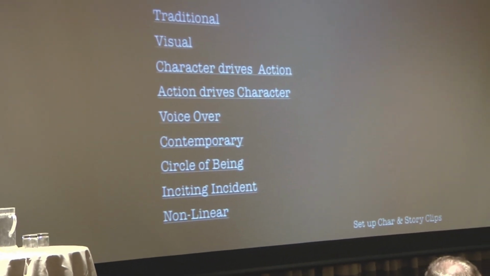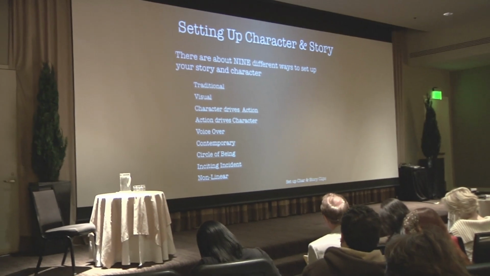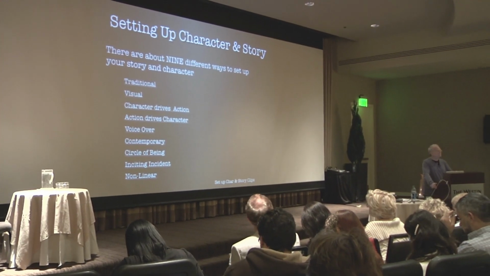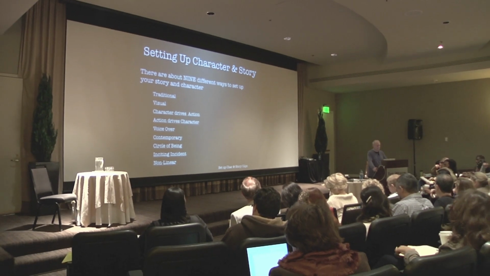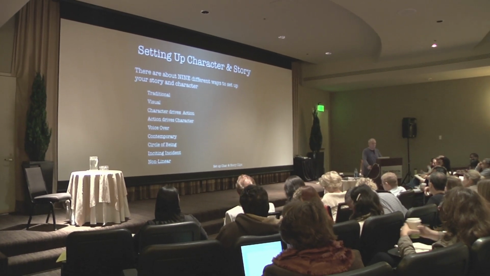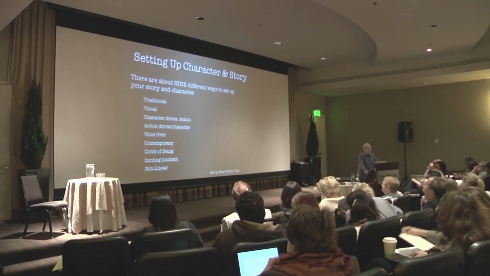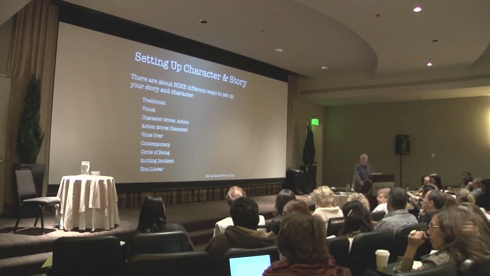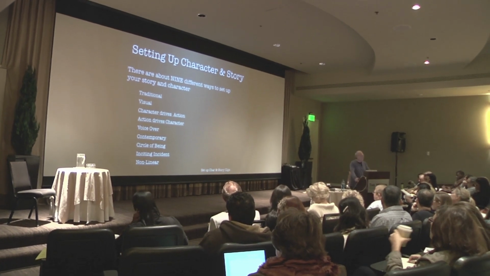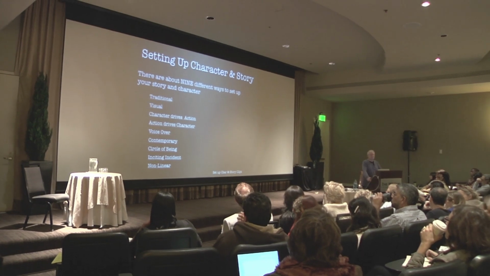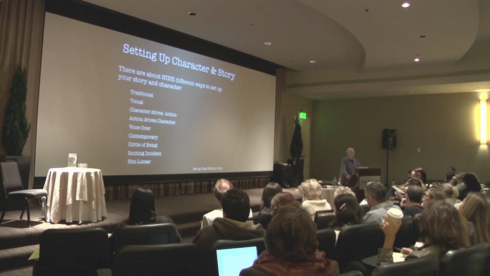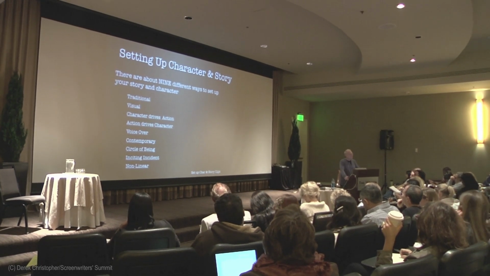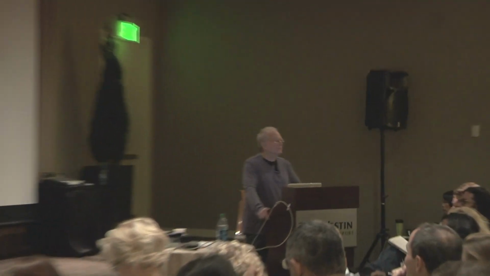9 different ways: traditional, visual, the character driving the action, action driving the character, voiceover, setting up story and screenplay. We have contemporary, a contemporary style and form to setting up story and screenplay. We have the circle of being, which is an emotionally impacted event, which we'll explain and illustrate. We have the inciting incident, as we know, as a way to set up certain stories in a way that grabs the attention of the reader and the audience.